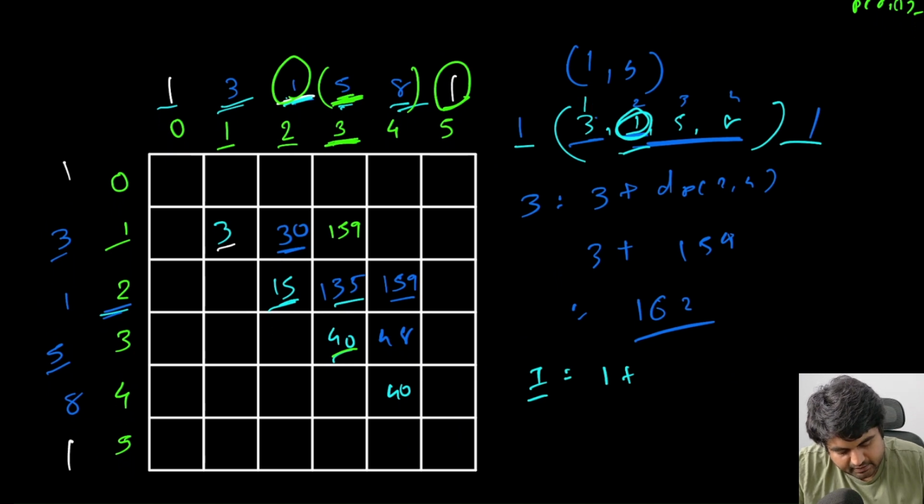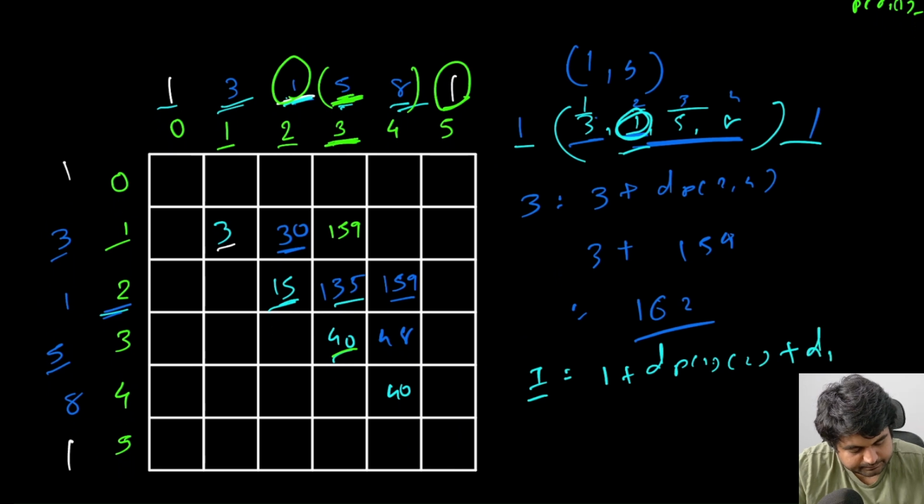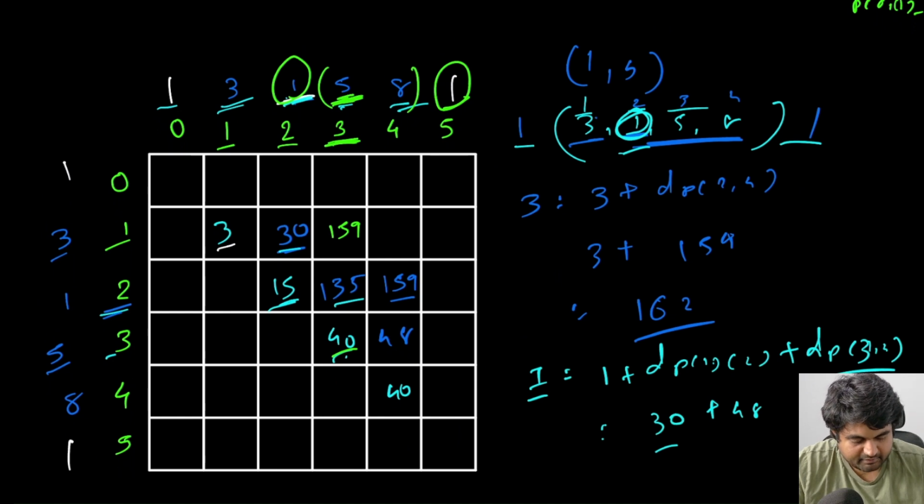First range is dp of 1 to 2, and the second range would be dp of 3 to 4, because we already took care of dp of 2. So this dp of 1 to 2 is going to be 30 plus dp of 3 to 4 is going to be 48. So 48 plus 30 plus 1, so whatever the value that would come up to. So on and so forth.